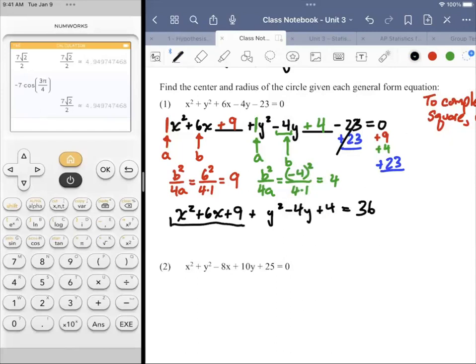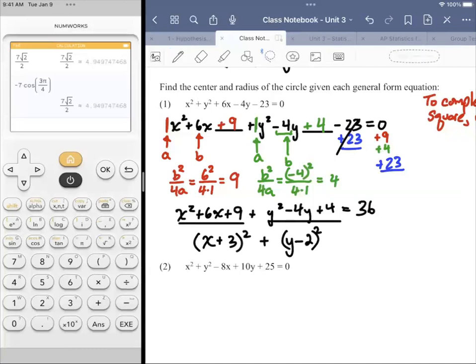So I'm going to factor this. That's going to be x plus 3 times x plus 3, so x plus 3 squared. Then this one, y minus 2, so y minus 2 squared. Bring down that plus sign that's in there. And we get 36 as a result. Now this is the equation in standard form.